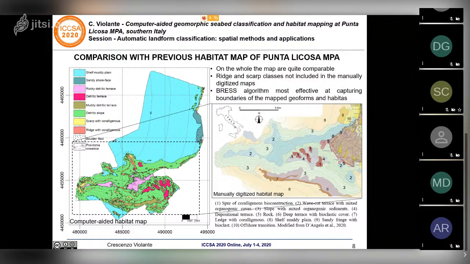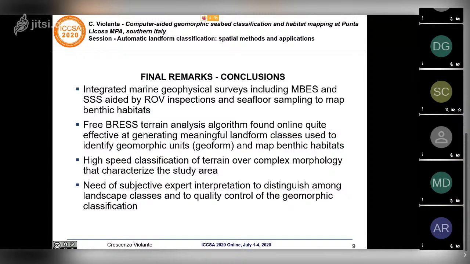The other testing was done by comparing this map with the previous one. The comparison revealed that they are quite comparable, but the BRESS algorithm was most effective at capturing boundaries of the mapped geoforms and habitats, and also introduced 2 new landform classes that made the resulting habitat mapping in some way different from the one previously digitalized.